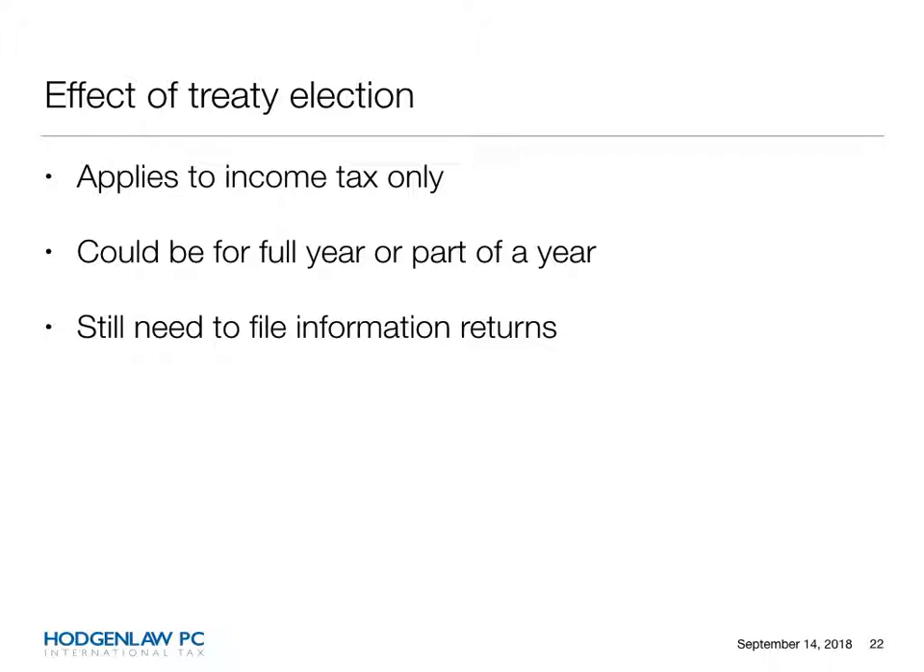The effect of using a treaty election is that you can be treated as a non-resident alien for income tax purposes for all or part of a year. So you can elect to be treated as a non-resident from January 1st to cover the whole year, or from a different date in the year to cover a partial year. The latter option would cause you to file a dual status return. Also, you'll still have to file information returns, however.